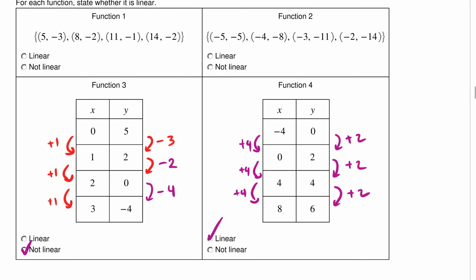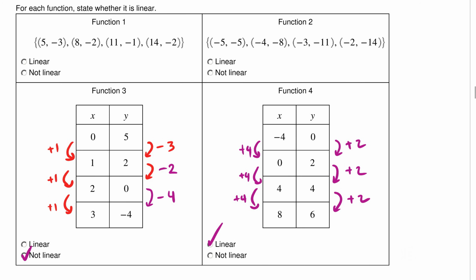Okay, we're going to apply the same strategy for function 1. So 5 goes to 8, you're increasing by 3. 8 plus 3 gives you 11. 11 plus 3 gives you 14. So the x value is increasing by 3.